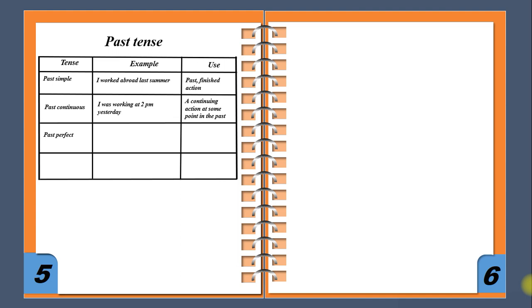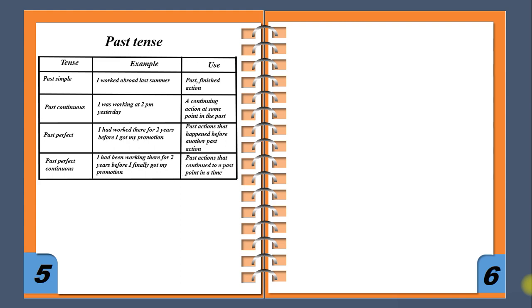Then next, past perfect. I had worked there for 2 years before I got my promotion. And the use of past perfect is to talk about past action that happened before another past action. And finally, past perfect continuous. For example, I had been working there for 2 years before I finally got my promotion.